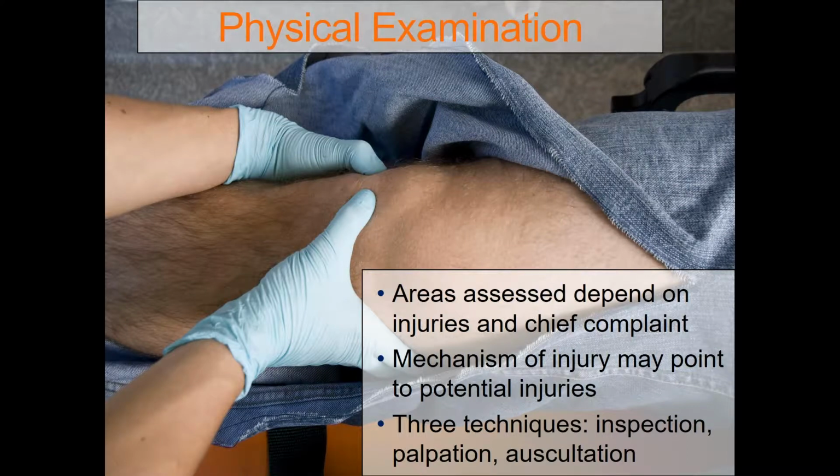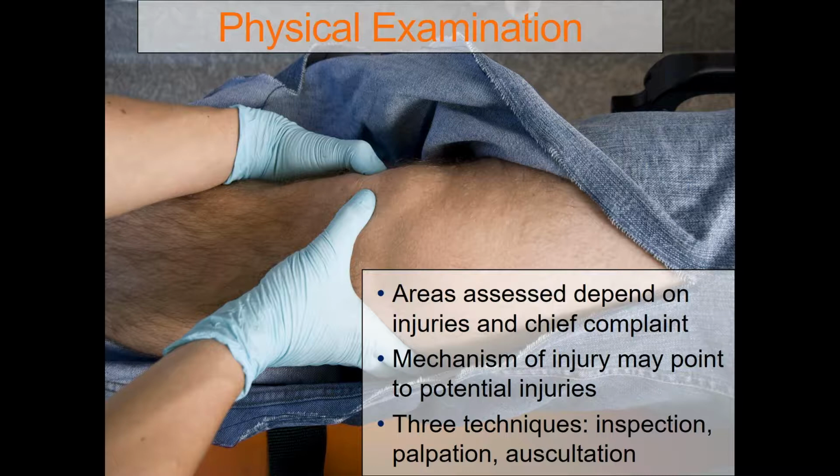A physical exam depends on areas of chief complaint and the mechanism. We're going to inspect, palpate, and auscultate. So inspect means we're going to look. We want to know, is there anything asymmetrical about this extremity or about this injury area compared with the other side of the body? Really, we are mirror images of ourselves if you cut us right down the midline.